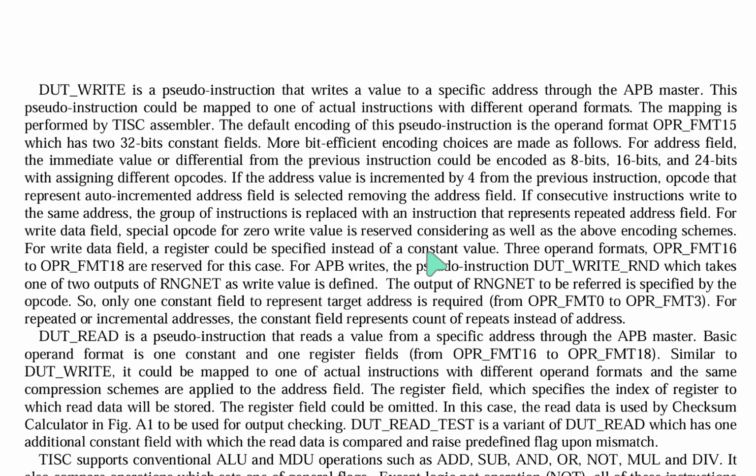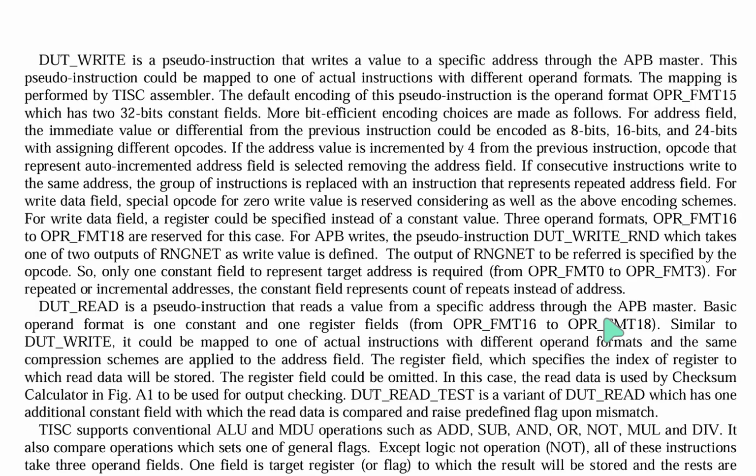For APB write, the pseudo instruction DUT_write_RND, which takes one of 2 outputs of RNGNet as write values, is defined. The output of RNGNet to be referred to is specified by the OP code, so only one constant field to represent the target address is required, from OPR_FMT 0 to OPR_FMT 3. For repeated or incremental addresses, the constant field represents the count of repeats instead of the address.